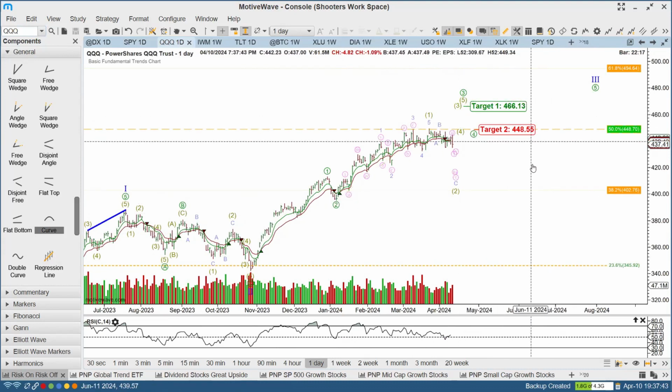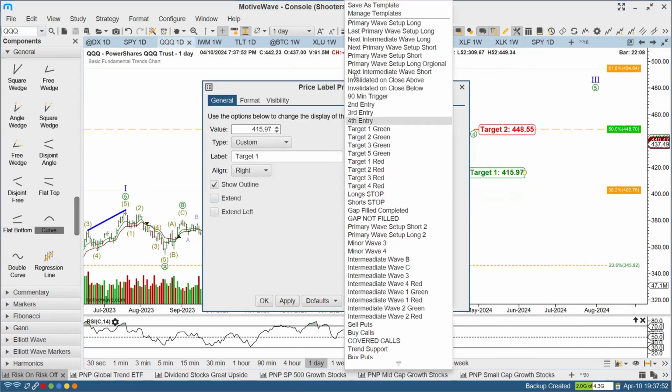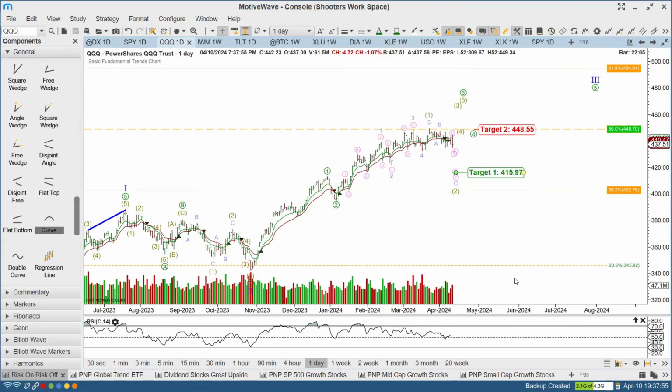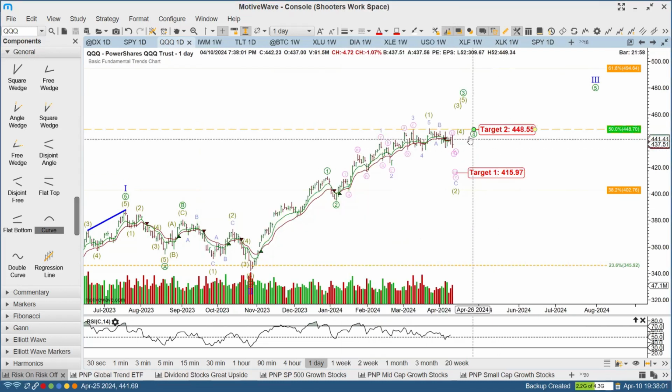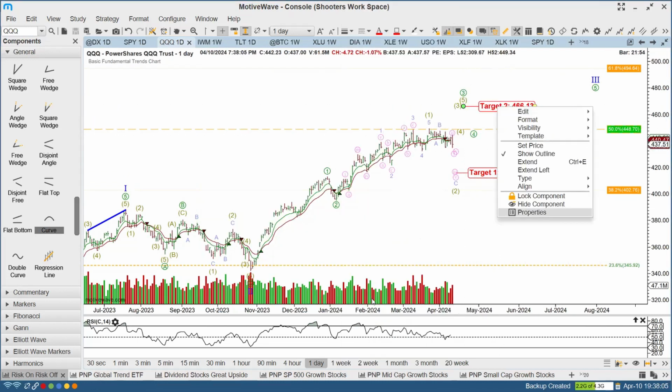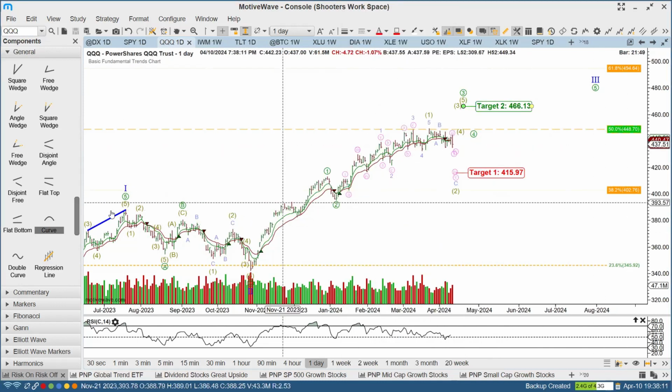Now, this is saying it's going into a leading diagonal as I'm looking at it now. So it is saying that we're going to get down to 415.97. Let me put the correct label up there. So when I look at this again, it's right. Now that's going to be an intermediate wave. So I'm going to just leave this as target 2 green. So just giving you a visual here. So we've got some serious downside.